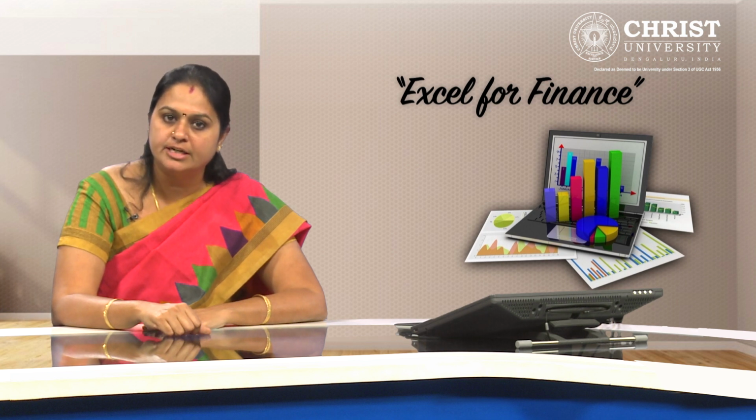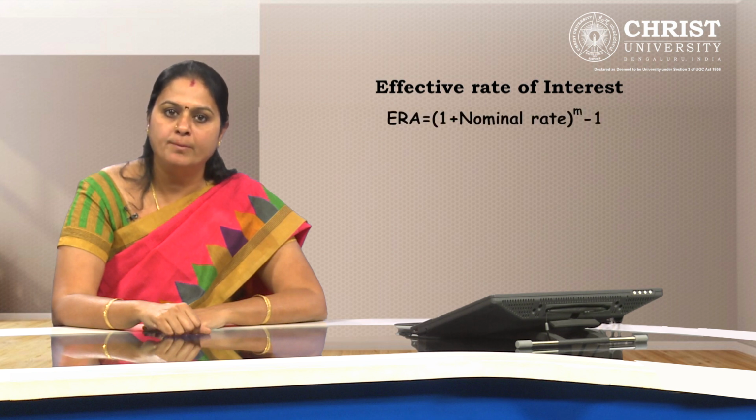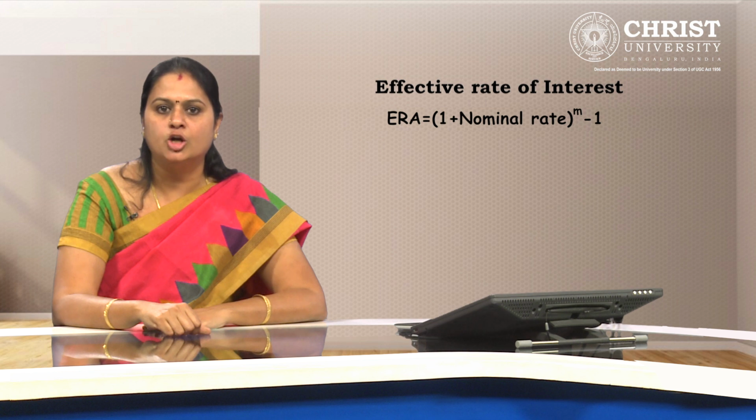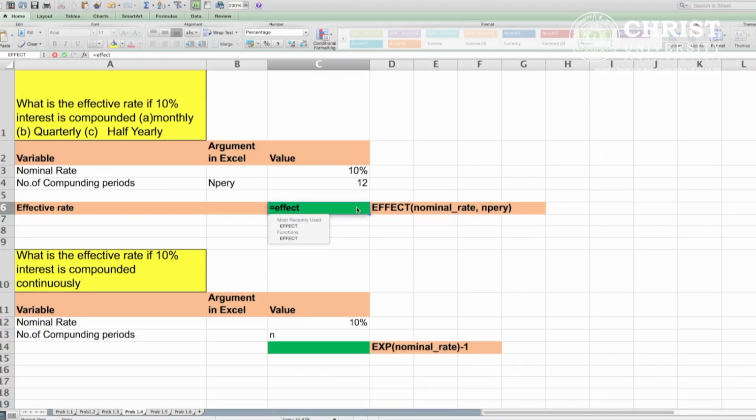How do we find the effective rate? We could use the formula 1 plus nominal rate raised to the power m, which is the frequency of compounding, minus 1. We will also see the value of the same for a 10% nominal rate. The same in Excel would be computed as follows. Let us input the nominal interest rate as 10%, the frequency of compounding say 12 in a monthly compounding. We get the formula EFFECT.